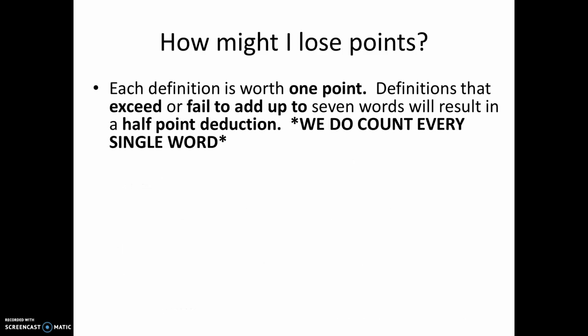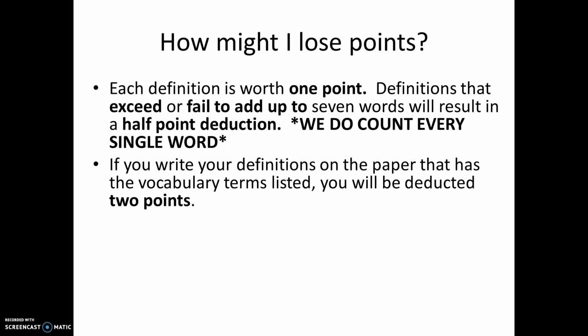Now, each definition, again, is worth 1 point. If it's 6 or 8, so if it's not 7 words, I deduct half a point so long as the definition is still correct. So if you have a full list of people in vocabulary, all of them are correctly defined, but none of them are 7 words, you get half credit. If you define them on the paper that has everything listed, then I take 2 points off, because that makes it very difficult to count and define.